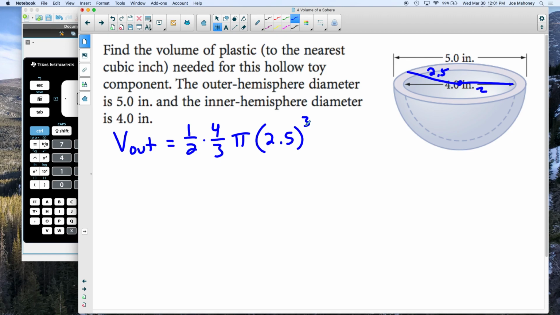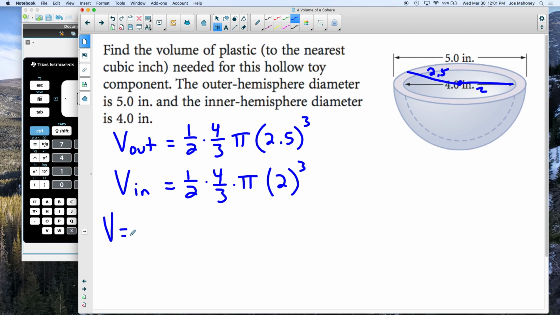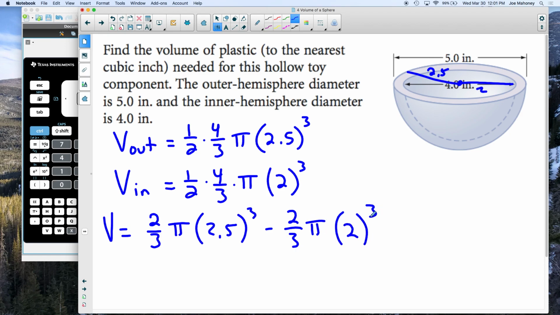Now, that's not solid though. What I'm subtracting away from the inside has a radius of 2. So the volume of my inside is 1/2 times 4/3 times pi times 2 cubed. And the volume of this plastic is going to be the difference between these two. So my volume that I'm looking for is going to be, and can I do 1/2 of 4/3 and get 2/3 pi times 2.5 cubed minus 2/3 pi of 2 cubed?